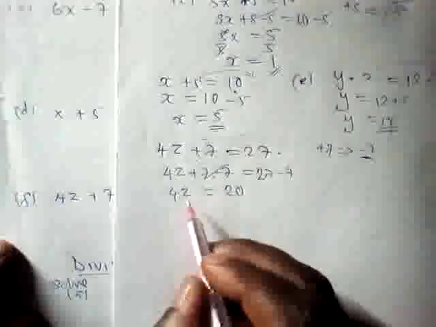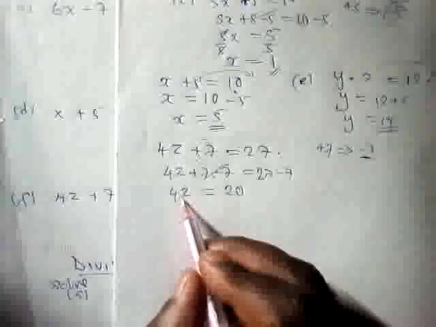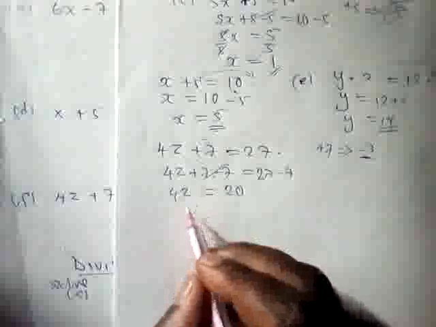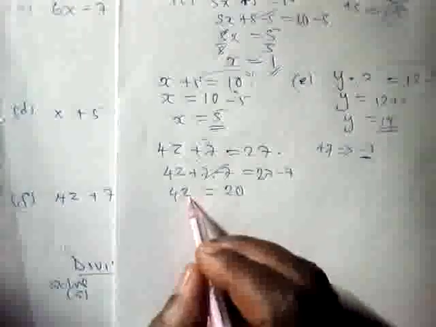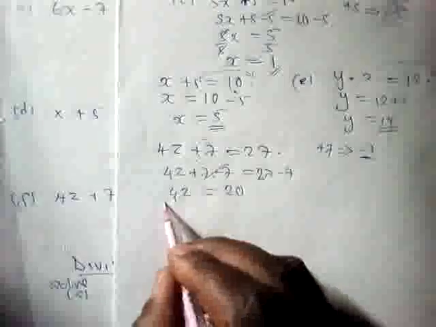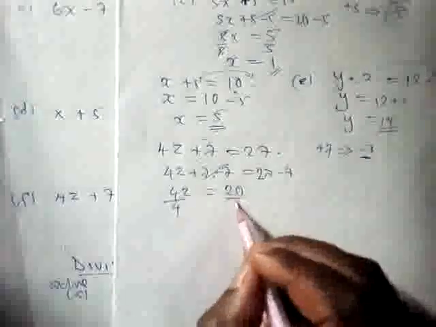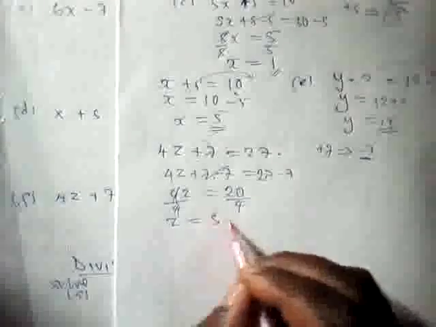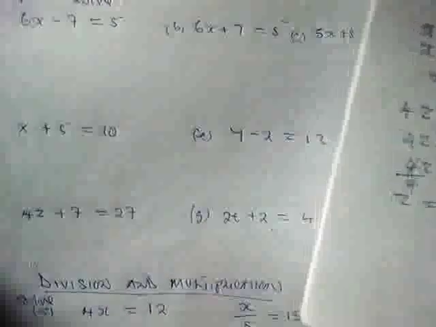Okay, so now we want to remove 4 from z, so that we remain with the subject as z. So this is division of equation. So we have over 4 over 4. So we have z is equal to, that is 5. So this is the answer. Then we look at the next one.